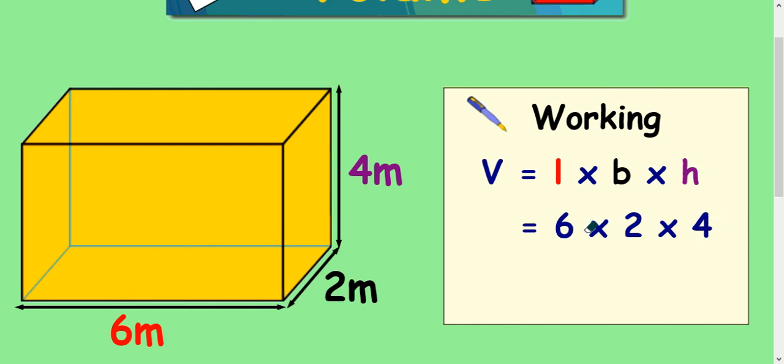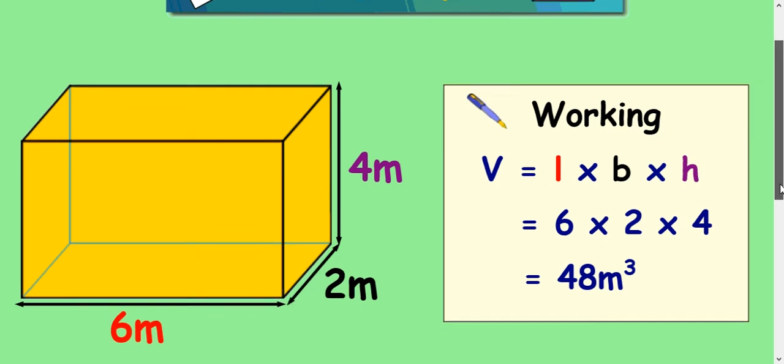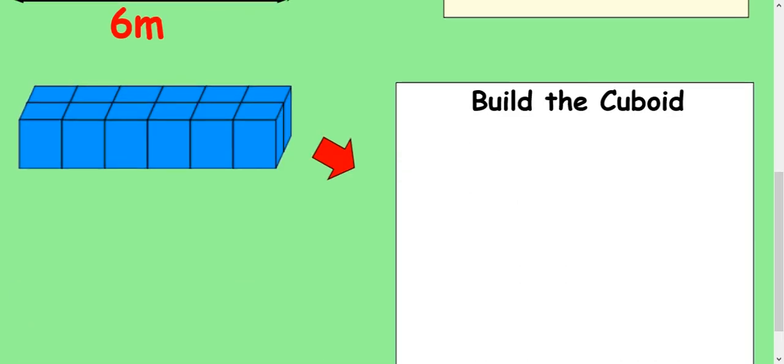Now do this bit first, 6 times 2, which is 12. Get your answer of 12 and times it by 4, and that would be 48 meters cubed in this case, because we're dealing with meters. If these were all centimeters, it would be in centimeters cubed. So this would be a way of looking at it in terms of what we have.